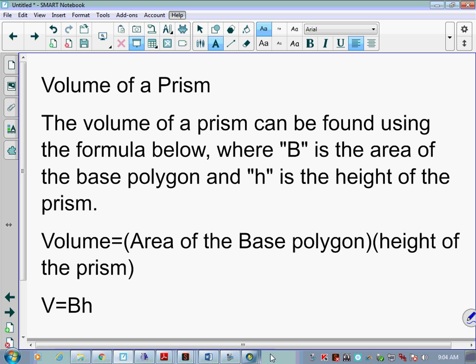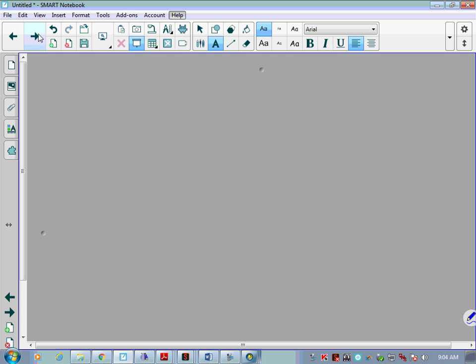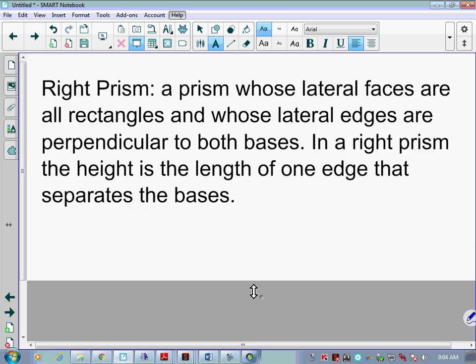Sometimes we get stuck on height as being up and down. But remember, you are your same height whether you're standing up or laying in your bed. You are the same height. Your height did not change, your orientation did. All right, right prisms.